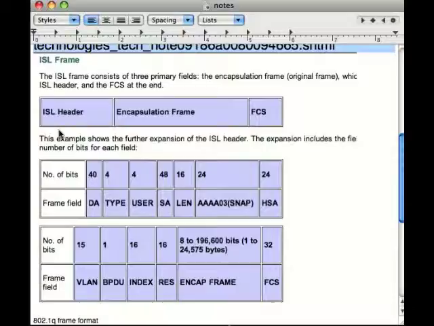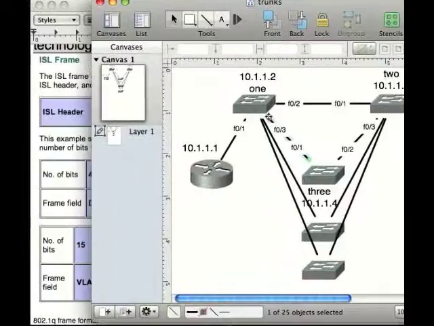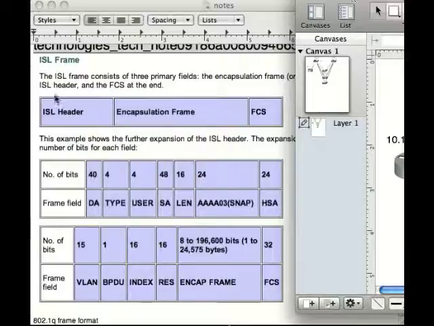Inside the ISL header, it has 15 bits allocated to the VLAN. So basically, VLAN 7 will have 7 in binary inside these 15 bits, and that way, when you have a frame in VLAN 7 that needs to go over the trunk, the switch, as it spits it out, will put an ISL header in front, and inside that ISL header, it'll code VLAN 7 here.